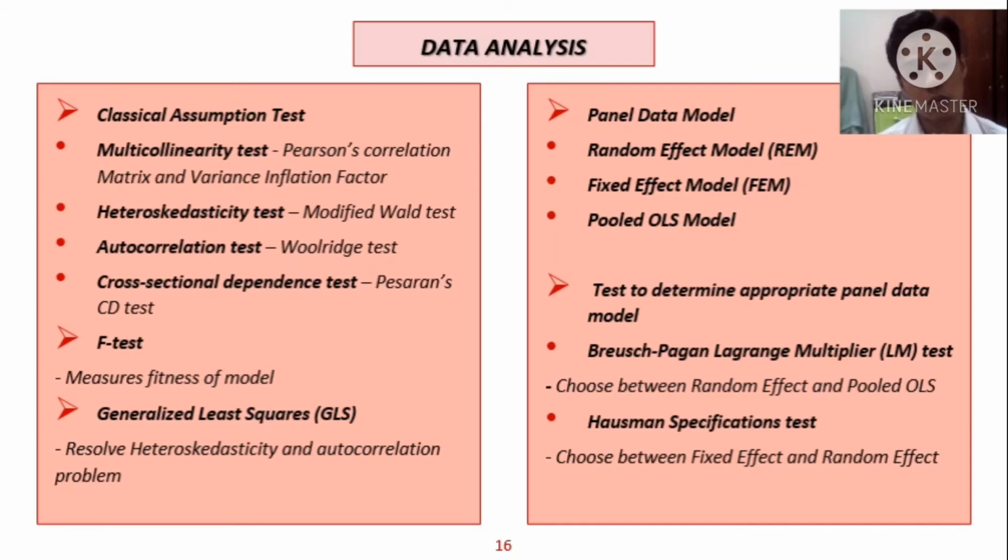And then we go to the Wooldridge test to determine autocorrelation problem under the null hypothesis of no autocorrelation. And then we go to the Pesaran CD test to determine cross-sectional dependence problem under the null hypothesis of no cross-sectional dependence. And then we are using F-test to measure fitness of model. And we are using generalized least squares GLS if the model has heteroskedasticity and autocorrelation problem.